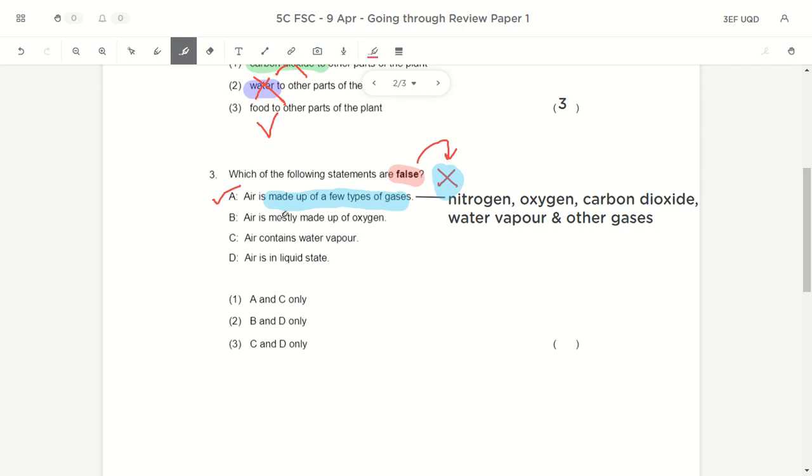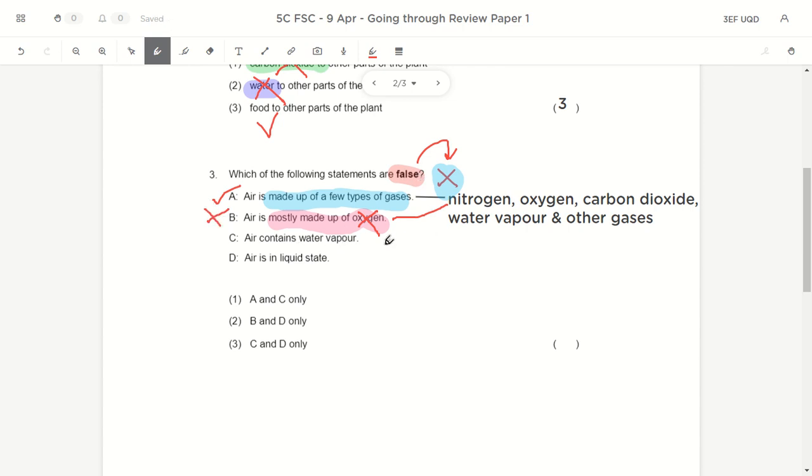Air is made mostly of oxygen. We know that's wrong. This is actually supposed to be nitrogen, because air is made of more than 3/4 nitrogen. So air is not mostly made of oxygen. There's less than 1/4 that is oxygen. So this is wrong. The correct answer should be nitrogen. So this is wrong, and this is what we want because we want those that are wrong.